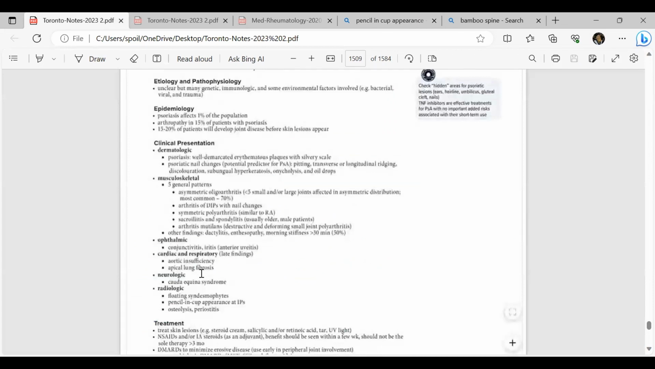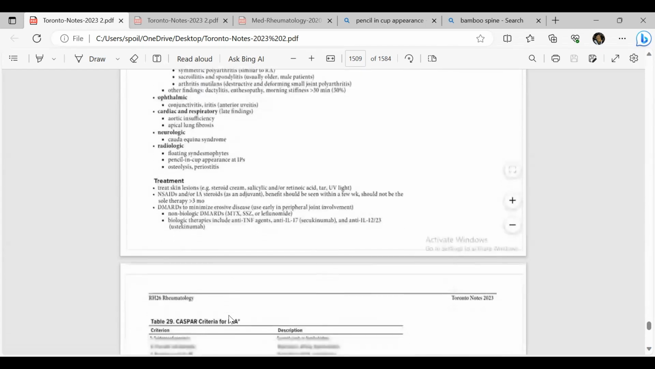We just read arthritis mutilans: destructive and deforming small joint polyarthritis. So small joints can be the joints of our fingers, which cause the pencil-in-the-cup appearance.